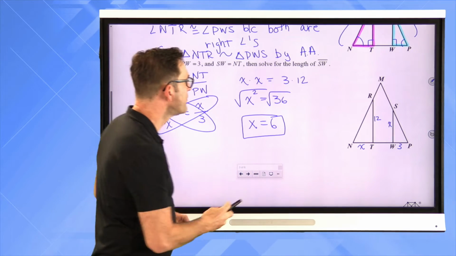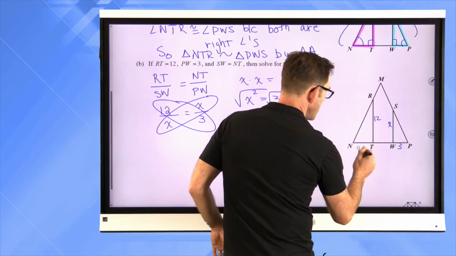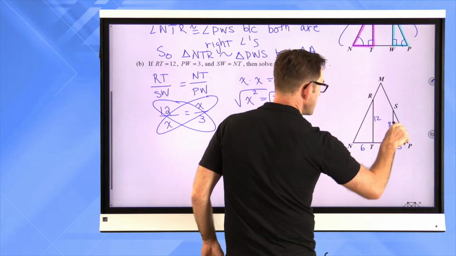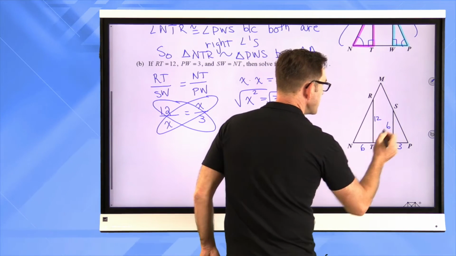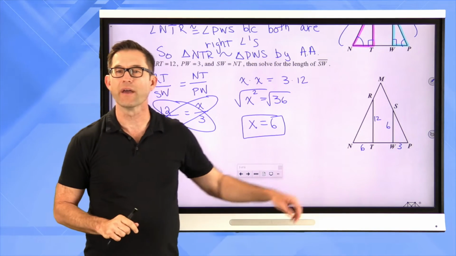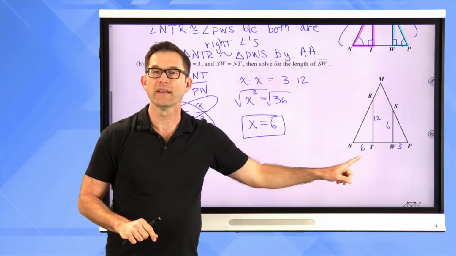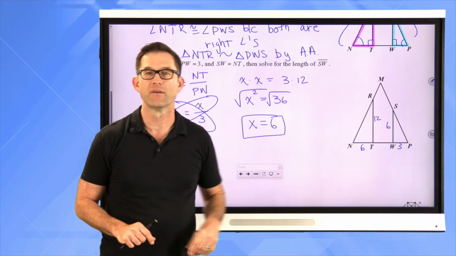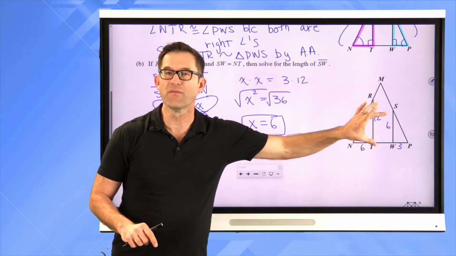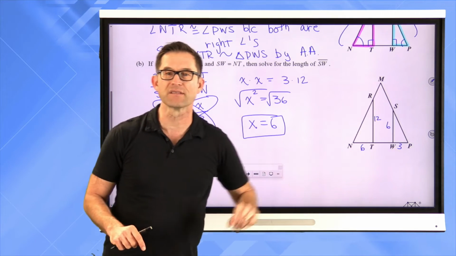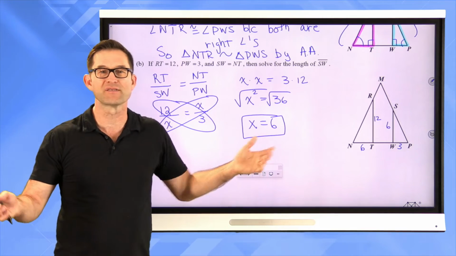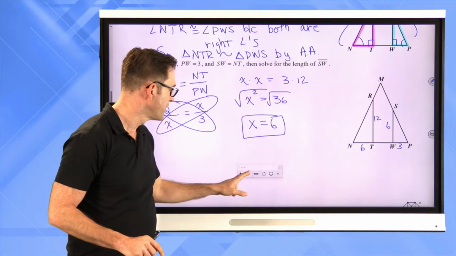And by the way, just for a second, if I put a 6 in here and a 6 in here, it makes a lot of sense. Because here we have 12 is double 6, and 6 is double 3. So the sides of this are twice as big as the sides of that. One of them is just twice the size of the other.